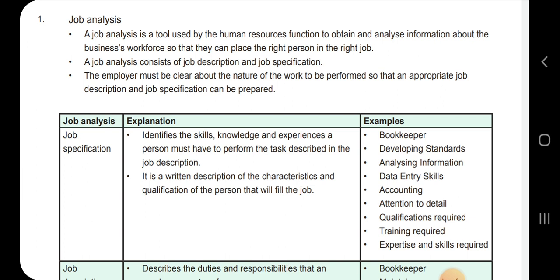What are the needs of the business? What can currently be improved? Do we need more staff and stuff like that? That is the job of the HR. A job analysis consists of job descriptions and job specifications. The employer must be clear about the nature of work to be performed so that an appropriate job description and job specification can be prepared.